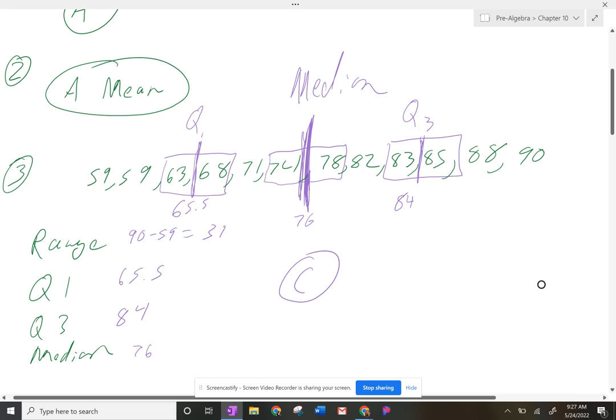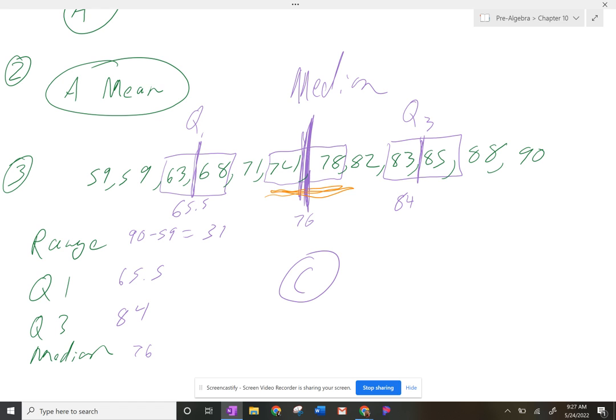For number 3, it says the table shows the number of homes in 12 different counties that use solar heating systems. Well, I already put them in order. And I had 12 of them. So I wrote down the range, Q1, Q3, and the median. So as I put them all together, the first thing I did was identify where the median was. The median is going to be right here in the middle of those 74 and 78. Put a line straight down the middle to show that that's exactly where the middle is. And so that median is going to be 76.